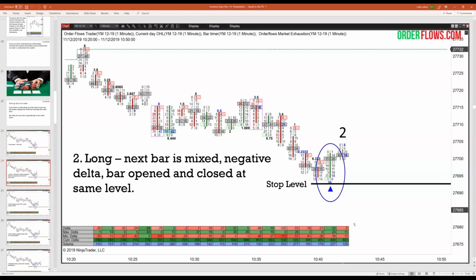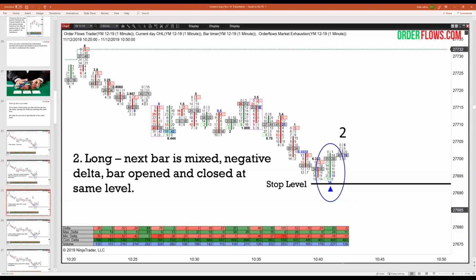Next bar, it's kind of mixed. It's got negative delta. It's got -5 as the delta. The bar opened and closed at the same level. Okay, I got a couple buying imbalances. Yeah, okay, it's not the worst bar that you could have after you got long, but it's not looking good because it's kind of a smallish bar. You get long, you expect the market to take off. You don't expect the market to start going sideways.